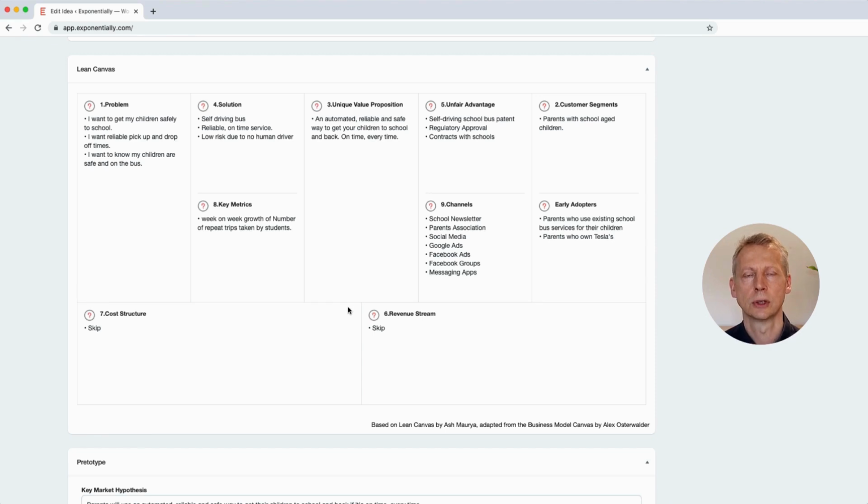We then go to the solution. And the solution, you want 2 or 3 bullet points that defines at a high level what your solution could look like. Not too much detail, just enough to capture the essence of it. And in this case, it's a self-driving bus, it's reliable and on time, and it's low risk due to no human driver. Then we go to the unfair advantage. And unfair advantage in this case would be, and I made this up of course, a self-driving school bus patent, and regulatory approval, and contracts with schools.